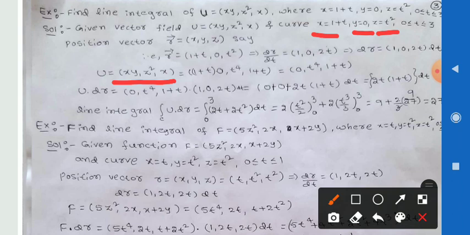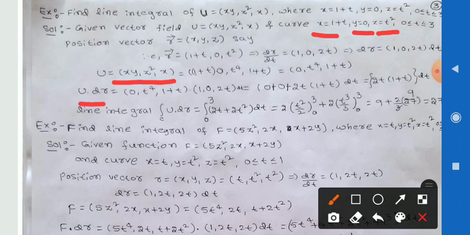We get x = 1 + t, y = 0, z = t². By substituting we get (1 + t) times 0, z² where z = t² gives t⁴, and x is 1 + t. Therefore the vector field value, on substituting the x, y, z in terms of t, is (0, t⁴, 1 + t).